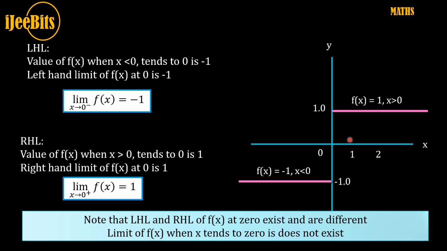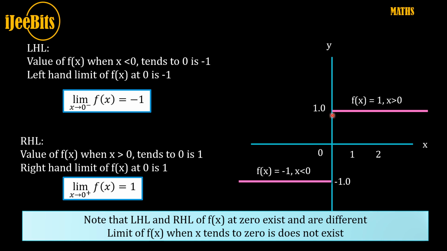Now do the same thing for the right hand limit. The value of f of x equals 1 when x tends to 0. So f of x is defined as 1. Now tell me, is the left hand limit the same as the RHL? Obviously not. You know why? This is minus 1 and this is plus 1. That's why there is a jump.